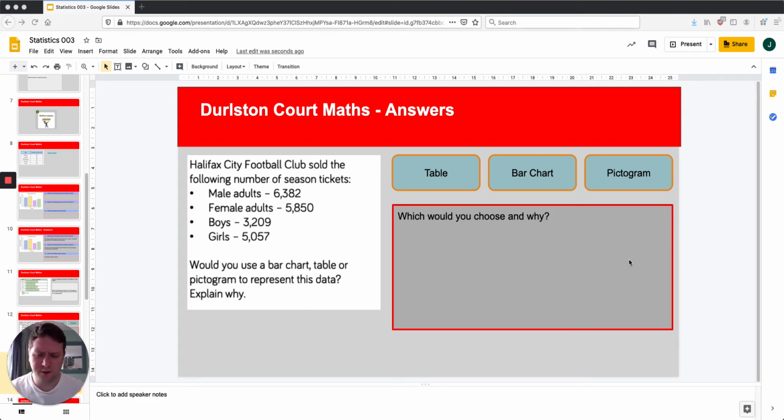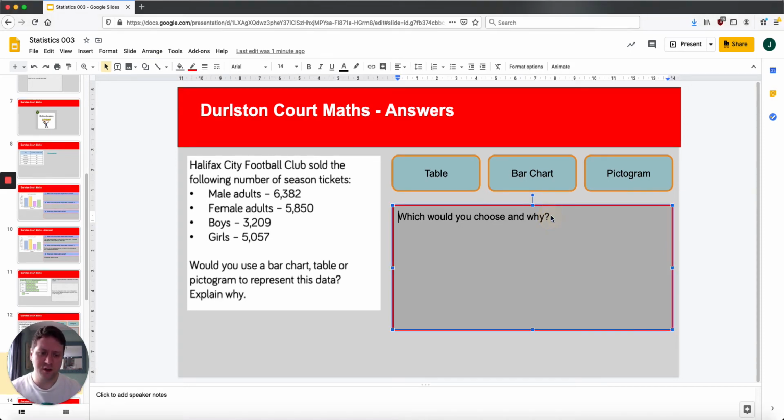Right, okay, sometimes when you're trying to explain why you would choose something, it's also a good idea to explain why you wouldn't choose the other options as well. So the first thing that I would write down here is I'm not going to use a pictogram to show that data. And the reason why is because, first of all, if one picture meant one ticket, I'd need a lot of pictures. I could have a key that said one picture was 1,000 tickets.